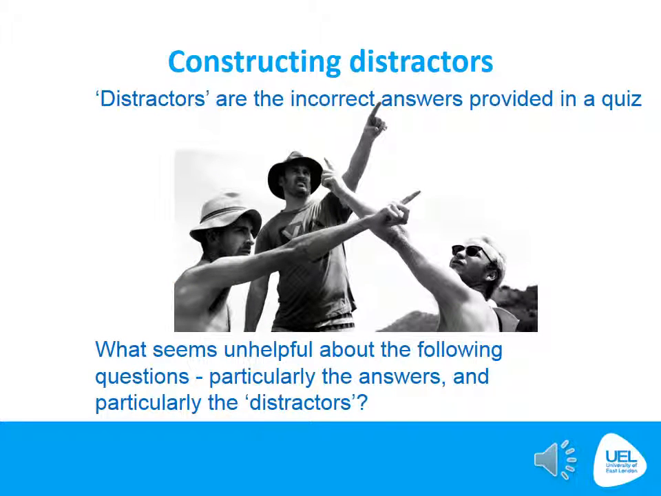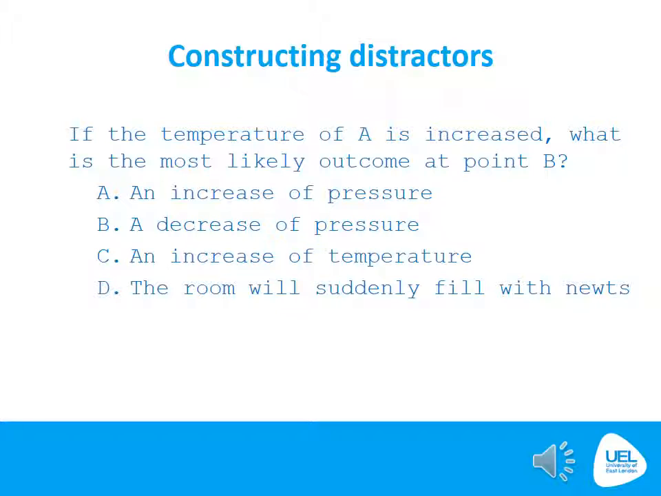So far we've been looking at how to write the question, the stem, the problem. For the rest of the session we're going to be looking at constructing distractors, and distractors are the incorrect answers that you offer a student in a quiz as alternatives. And these are some of the hardest parts of the question to write. So again, I'm going to provide some examples. Have a look at them, possibly pause the film if you want a few seconds to do so, and think what seems particularly unhelpful about them. Particularly look at the answers, particularly look at the distractors. So what's unhelpful about the way this question has been structured, particularly those distractors? Pause it for a moment, have a look, and then I'll give you an answer.